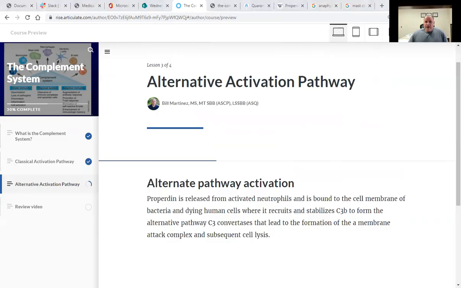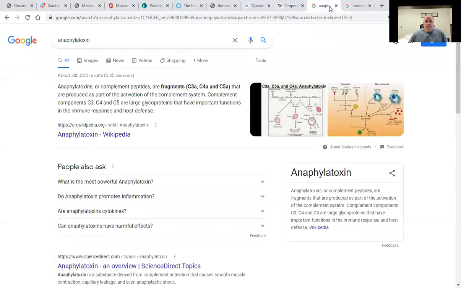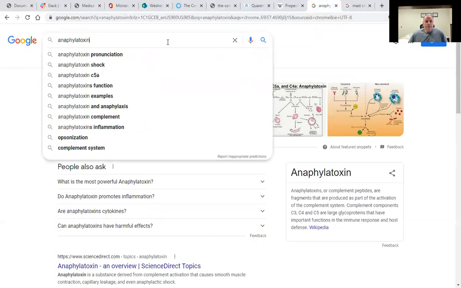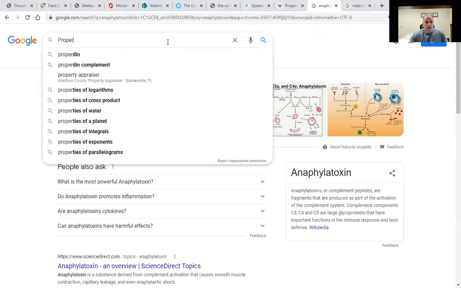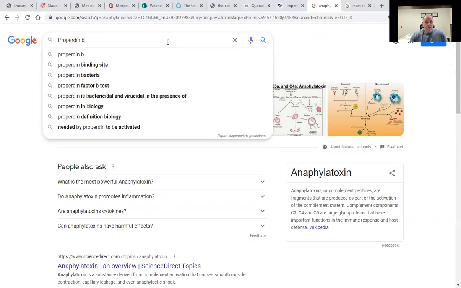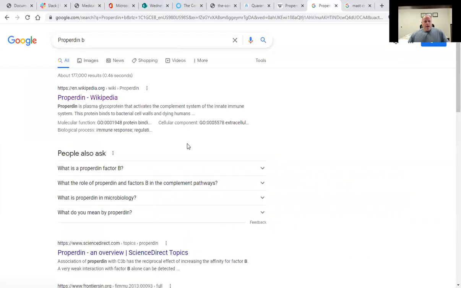So properdin is a glycoprotein that is secreted by the white cells for the purpose that I described.